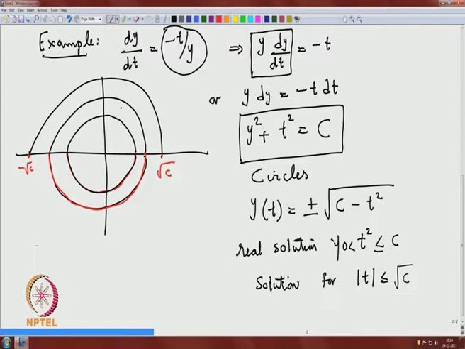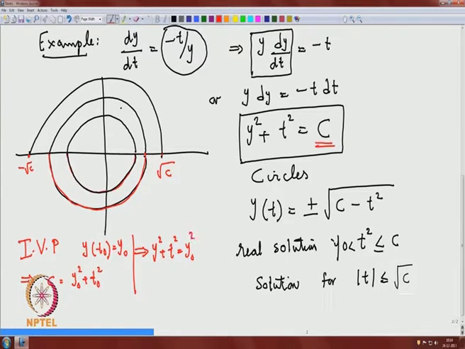Let us look at an initial value problem. Suppose you have the IVP with y at t naught equal to y naught. To determine your c, this will imply c equals y naught square plus t naught square. So, your solution is y square plus t square equal to y naught square plus t naught square, for your information.